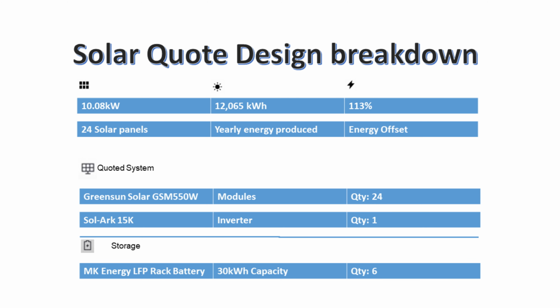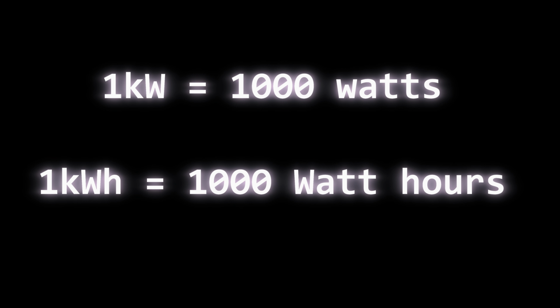Now with this concept in mind, let's apply this to a solar energy system. Looking at a quote, it may be sized in kilowatts and your home's energy consumption and solar generation projected in kilowatt hours. Remember, 1 kilowatt is 1000 watts and 1 kilowatt hour is equal to 1000 watt hours.